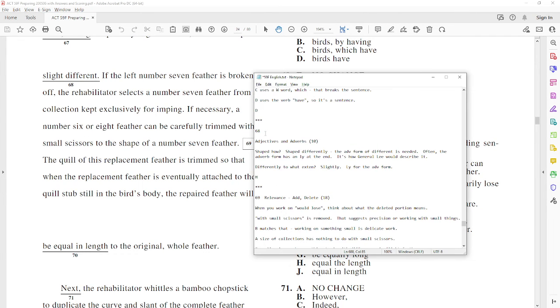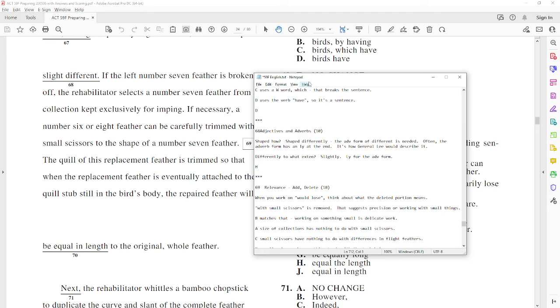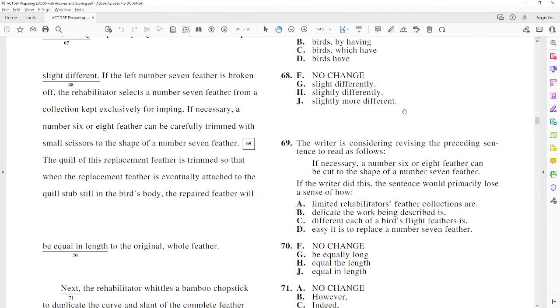Did I put what 68 is? Yes. Somehow that got moved over. I knew something looked strange there. Let me save that one. 68 is adjectives and adverbs.